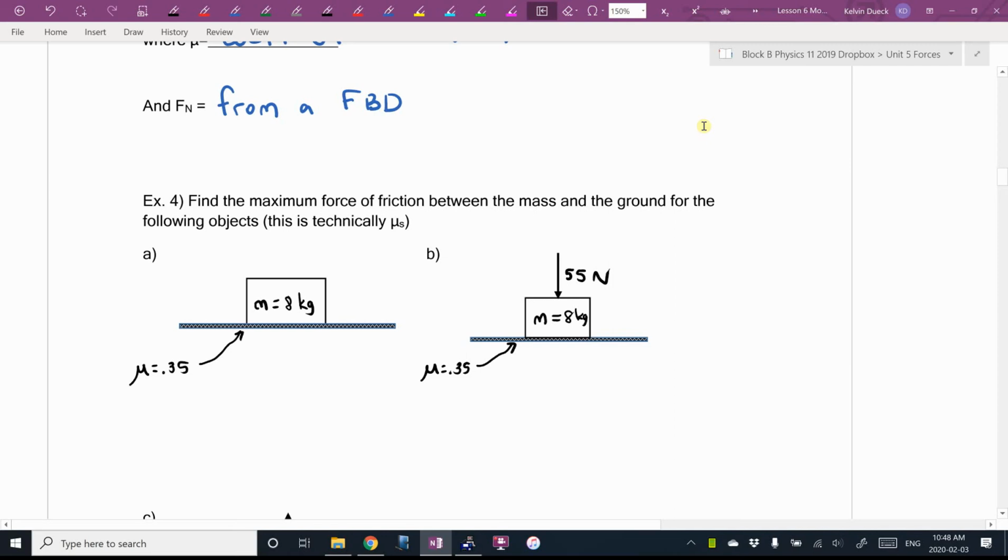So Chase, I like example 4. Specifically, I like 4B and 4C. What's different between 4B, 4C, and 4A? If you look, I've stuck extra vertical forces on there.